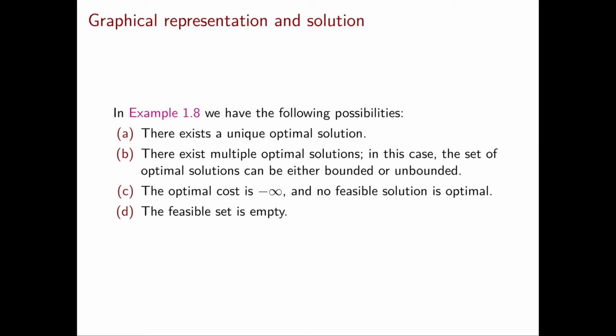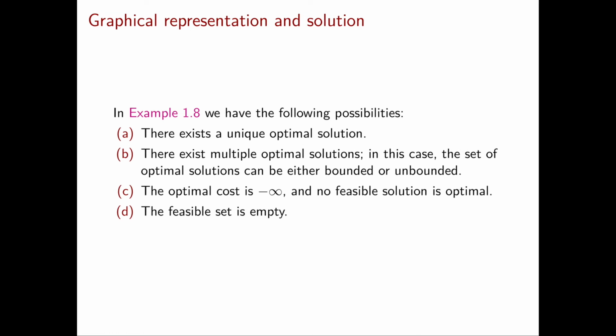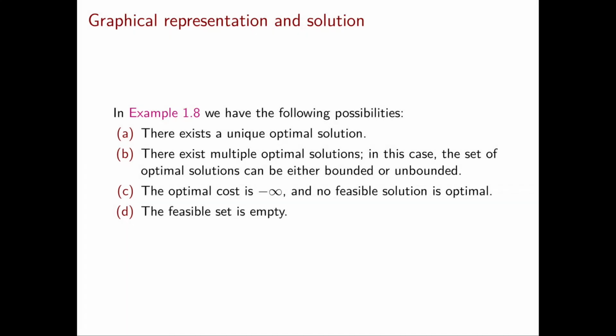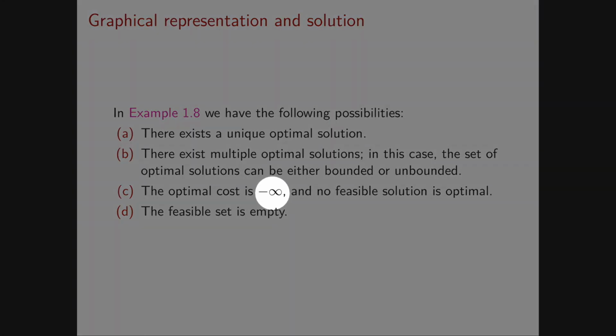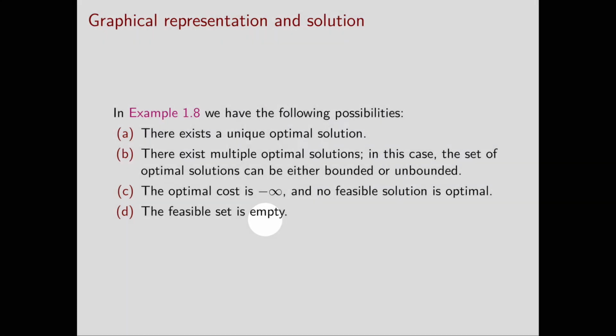In the previous example, we have seen that the outcome of a linear programming problem can have many different possibilities. And we have seen exactly four possibilities. The first possibility is where there exists a unique optimal solution. Another case is where there exist multiple optimal solutions. And we have seen two different types of example. In one, the set of optimal solutions was bounded, and in another one, it was unbounded. Then we have seen an example where the optimal cost is minus infinity, and so no feasible solution is optimal. Finally, in the very last example, we have seen that the feasible set can be empty.